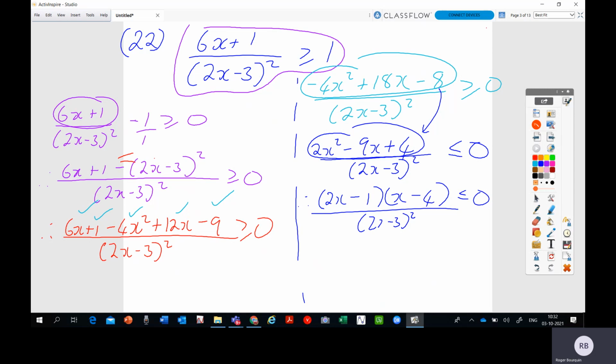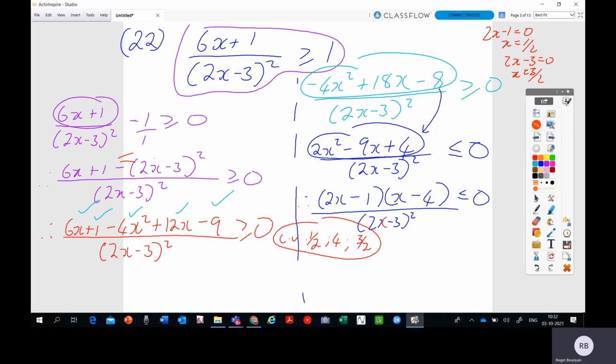Okay, so now what are my critical values? Well, what makes 2x minus 1 naught? That'll be when x is equal to a half. What makes 2x minus 3 equal to naught? X is going to be equal to 3 over 2. So your critical values are going to be a half, 4, and 3 over 2. So those are your 3 critical values.